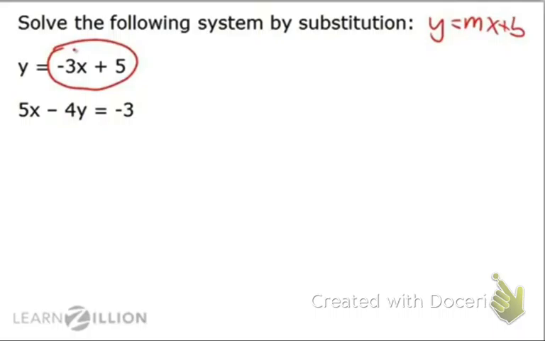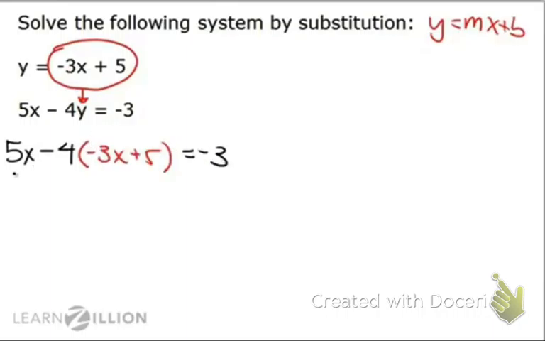Additionally, a system are two equations that work together, so the x and y values are the same. So if y equals all of this, I can substitute it in for the y below. And I'm going to substitute using parentheses as we did previously. So we have 5x minus 4, and instead of y, I'm going to put in our substitution, equals -3.